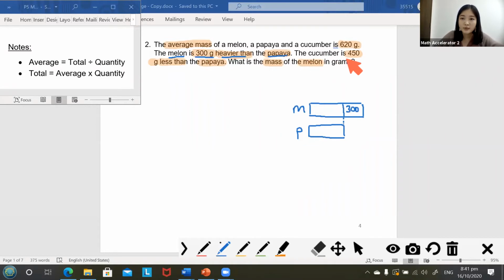Right, and then next, the cucumber is 450 grams less than the papaya. So now it's comparing cucumber and papaya. So put the cucumber below here, right? And it's less than the papaya. So you have to draw it smaller. Smaller by how much? 450. Okay, if you write it here, you can bring it up here as well. Such that we are left with the 3 equal units here.